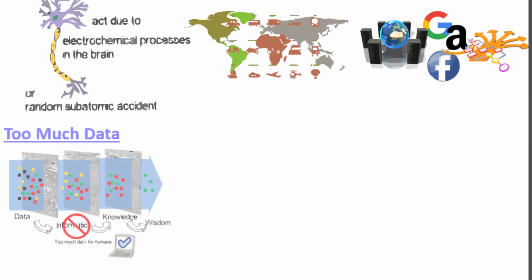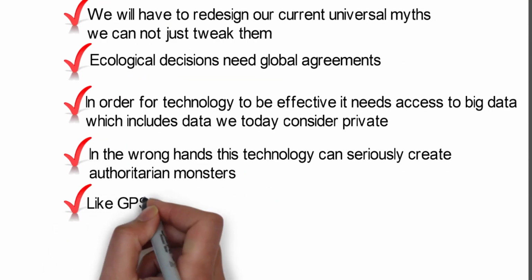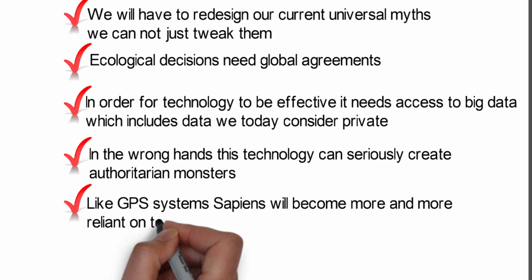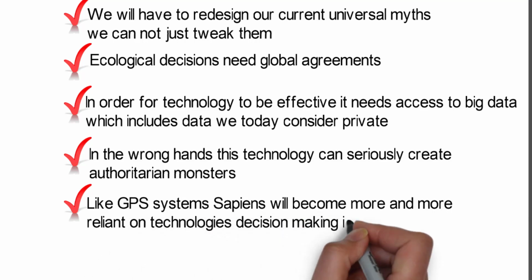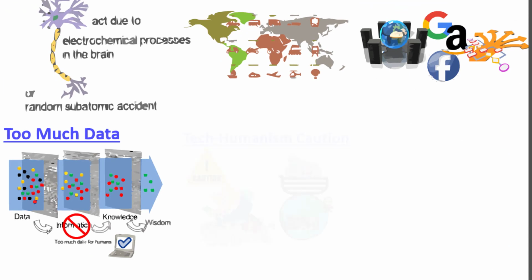Then, too much data. This is where he says, in order for us to make informed decisions, we need correct data and information. Currently, there is more data than sapiens are capable of dealing with, so we need technology to help us. We can't basically get into the information, knowledge, and wisdom without technology. So like GPS systems, sapiens will become more and more reliant on technology's decision-making in all spheres of our existence.